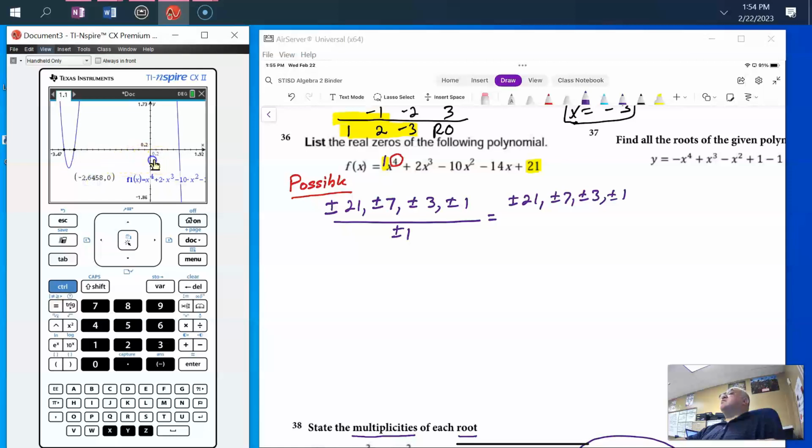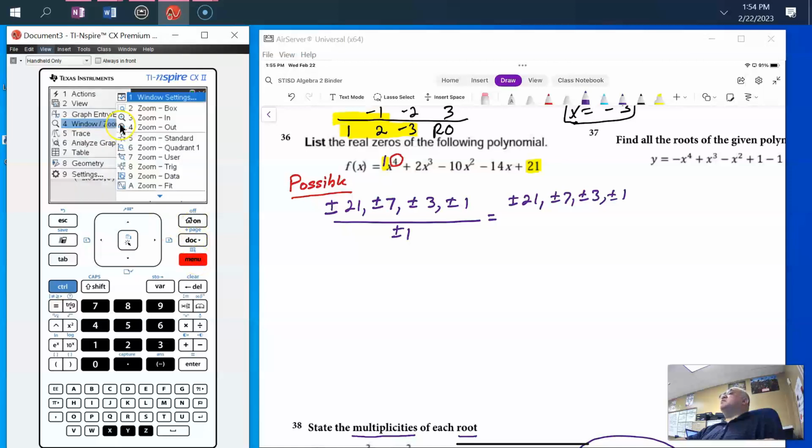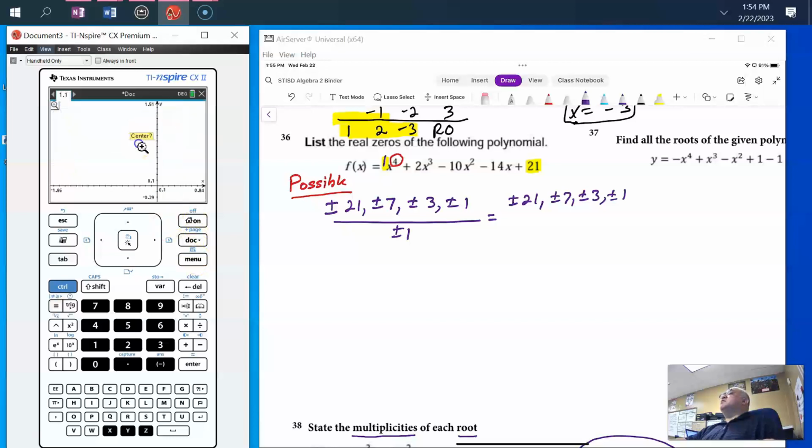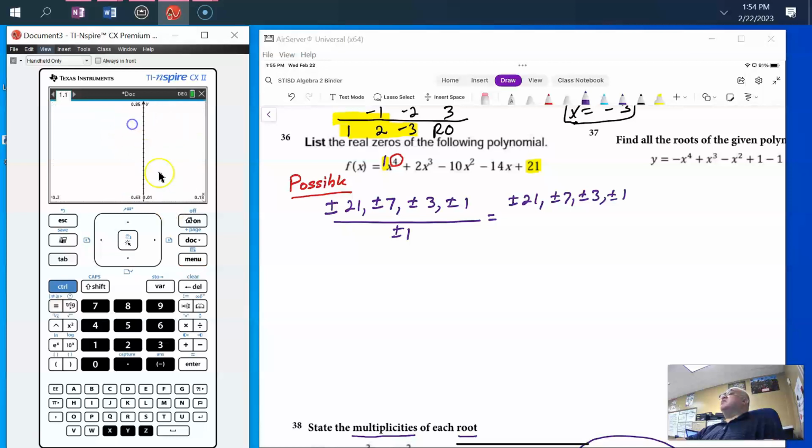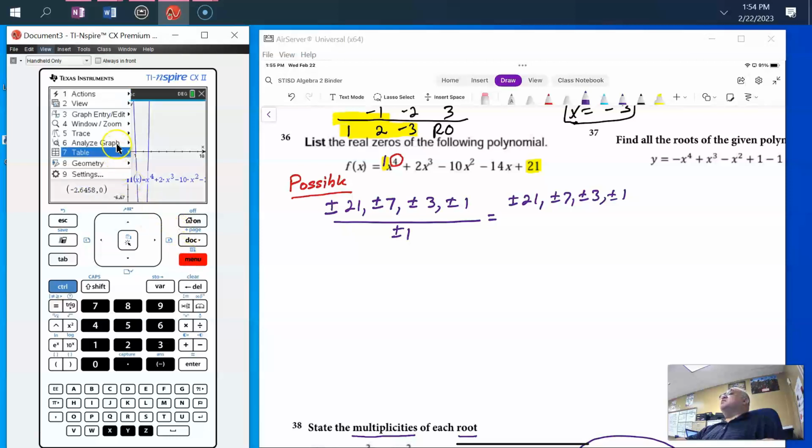And what I'm going to do is zoom in a little bit. Maybe zoom out. I lost my graph. Zoom standard. There it is. So you can just go to zoom standard if you get stuck like I did. I'm going to go to menu, analyze graph. I'm going to get the other zero. There's the other zero, and I bet you anything it's going to be positive 2.6.